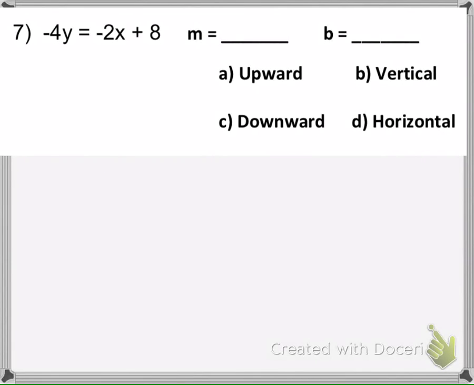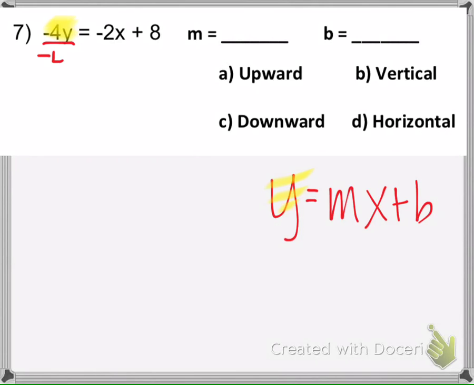Okay, so example 7 here. Again, our goal is y equals mx plus b. So I'm going to highlight the y to remind me. And there's nothing I need to get rid of other than that -4 that's in front of the y, the coefficient. So I'm going to be ready for division right away. I'm going to divide everything by a -4.